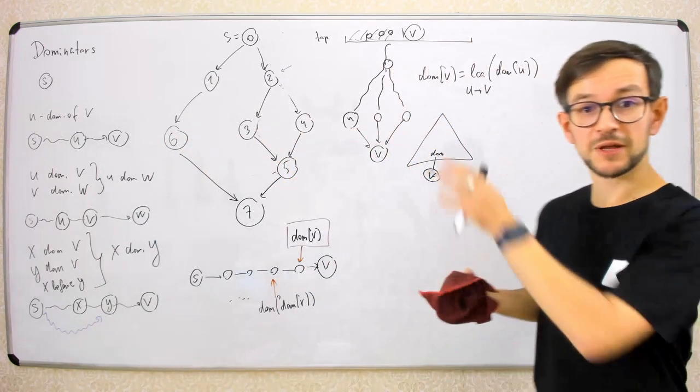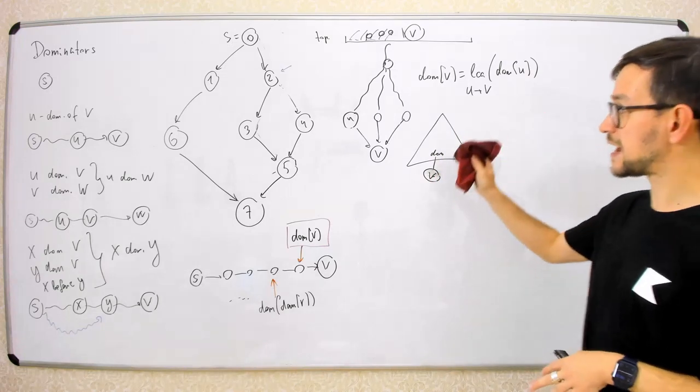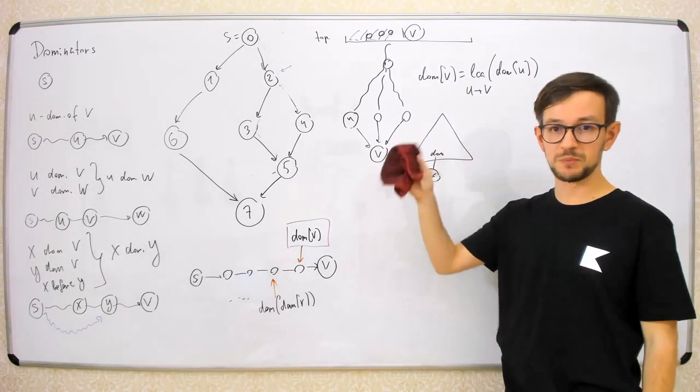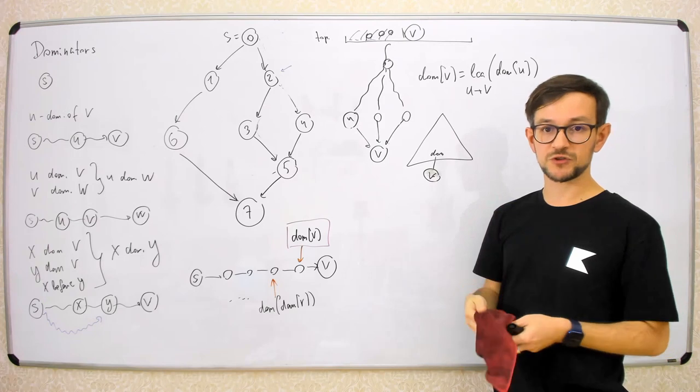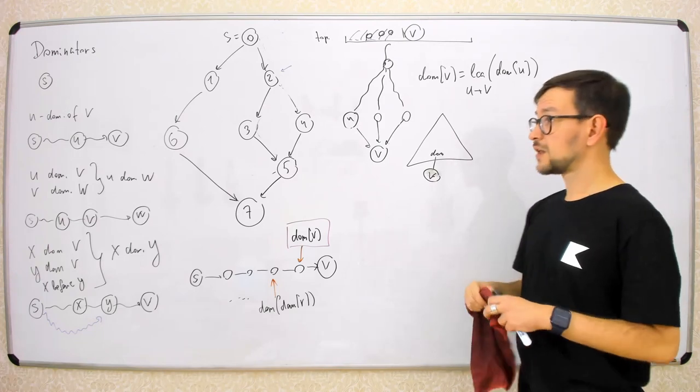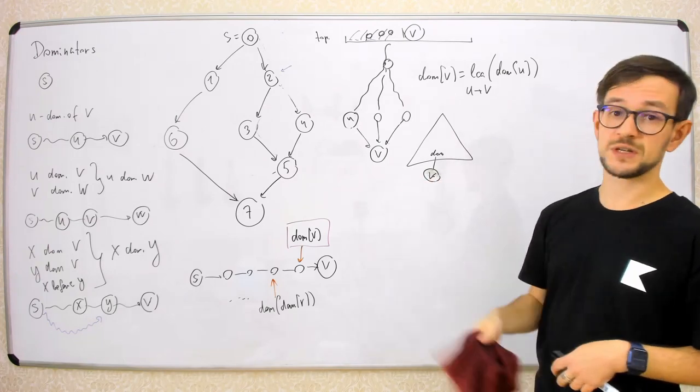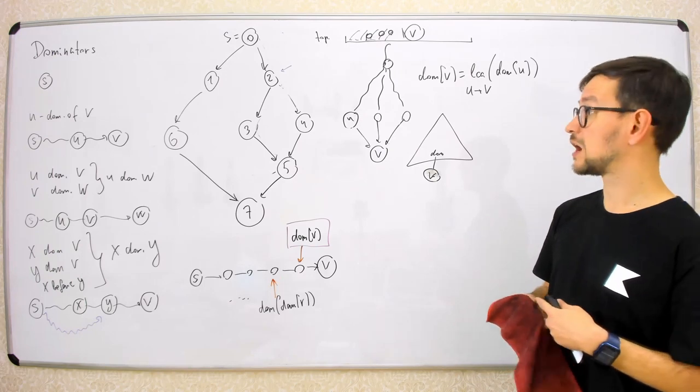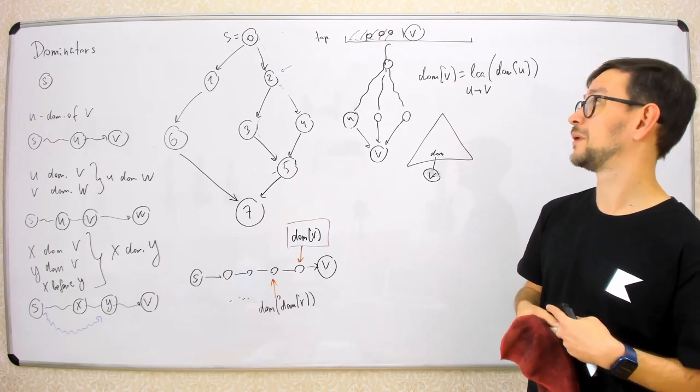That's the simple case. If your graph is acyclic, then building a dominator tree is very simple. The interesting algorithm is when your graph actually has cycles. Then we have a lot of issues.